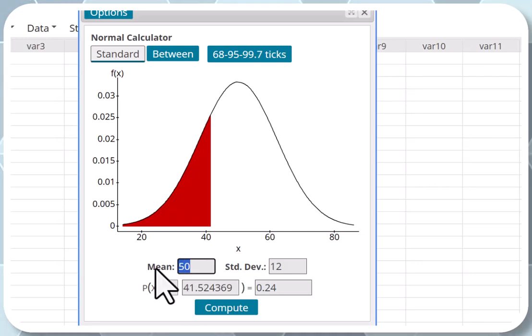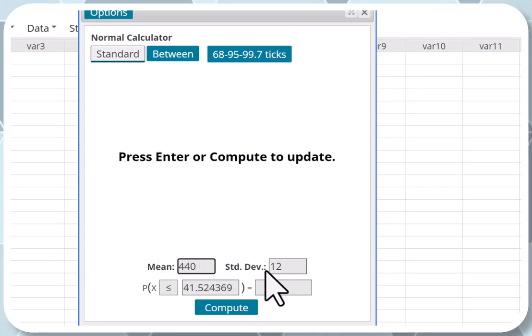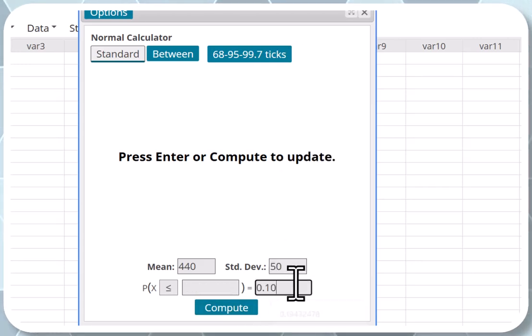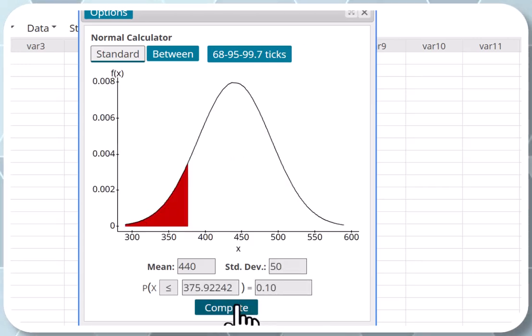So 440, 50, and we're going to go with the 0.10 right here. So the boys who finish in 375.9 seconds or less are the ones who get recognized and will get the certificate.